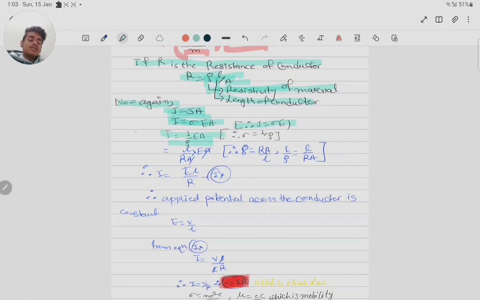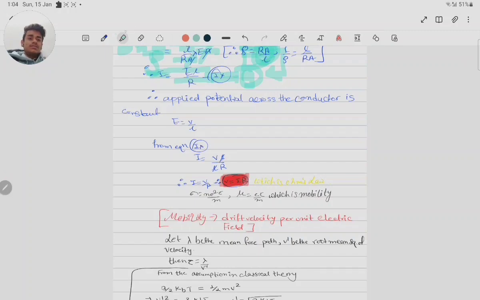Now we also know that sigma equal to 1 upon resistivity. We are going to put the value of sigma in there, and the value of resistivity as R A upon l. These two values are inversed, so it becomes l upon R A into E A, and A and A are cancelled. So I equal to E l upon R, which is going to be our 10th equation.